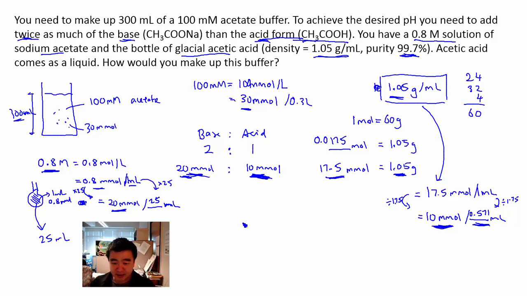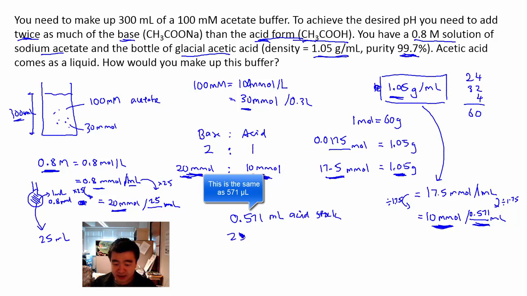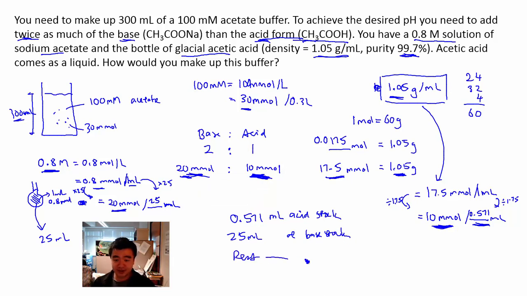Okay, and so to make my final buffer, I need 0.571 mils of acid stock. Okay, I need 25 mils of base stock, and the rest of it is just water. And this will make up my 300 mils of acetate buffer.